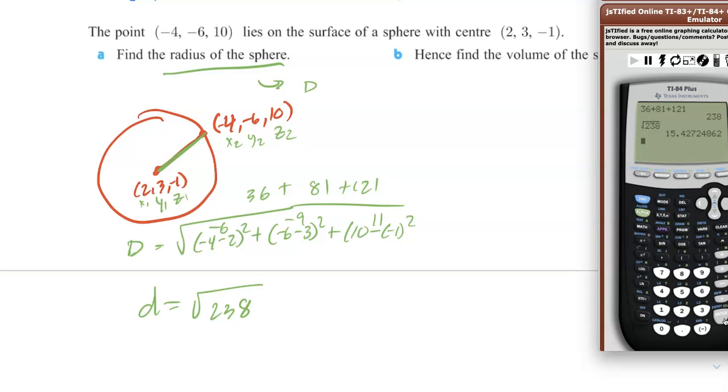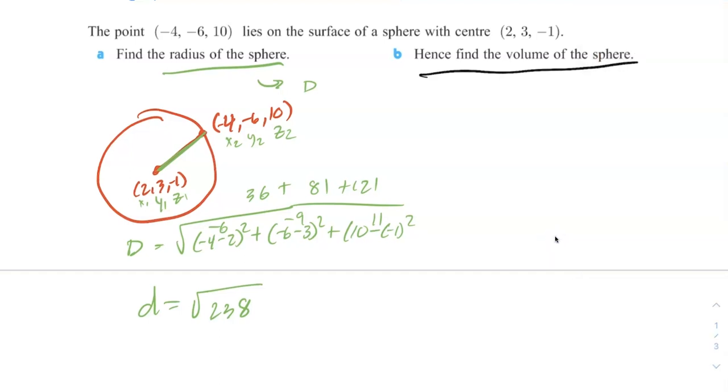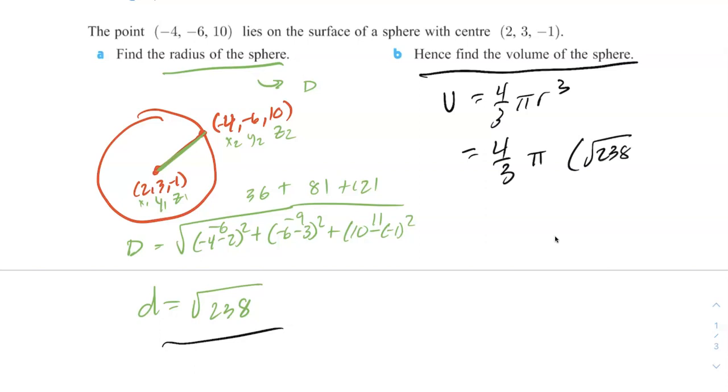And the next one says, find the volume of the sphere. Well, volume of the sphere is 4/3 pi r cubed. So I'm just going to leave it like this and plug that in. 4/3 times pi times radical 238 cubed. And that's my answer. You don't need to simplify unless they actually ask you to. Then you just put it in your calculator.